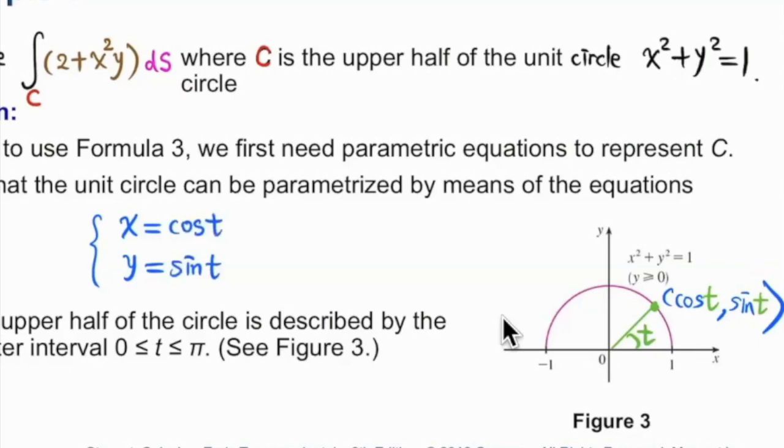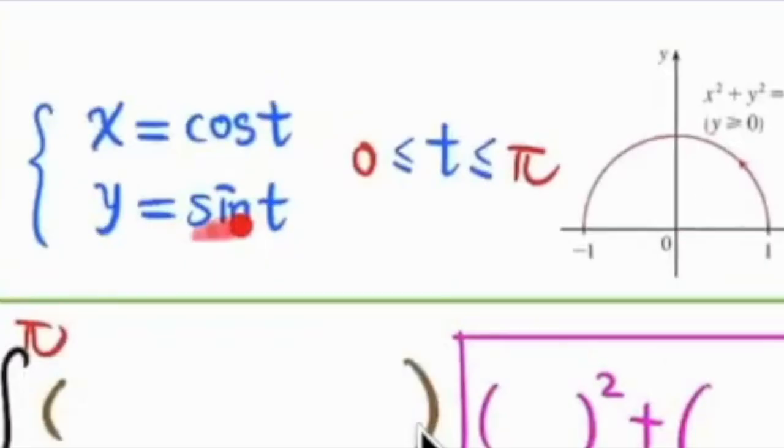So we found the two parametric equations in terms of t. Now t goes from what to what? T goes from 0, right? The smallest t is 0, and then all the way to pi. The t goes from 0 to pi. So we got this one right here.